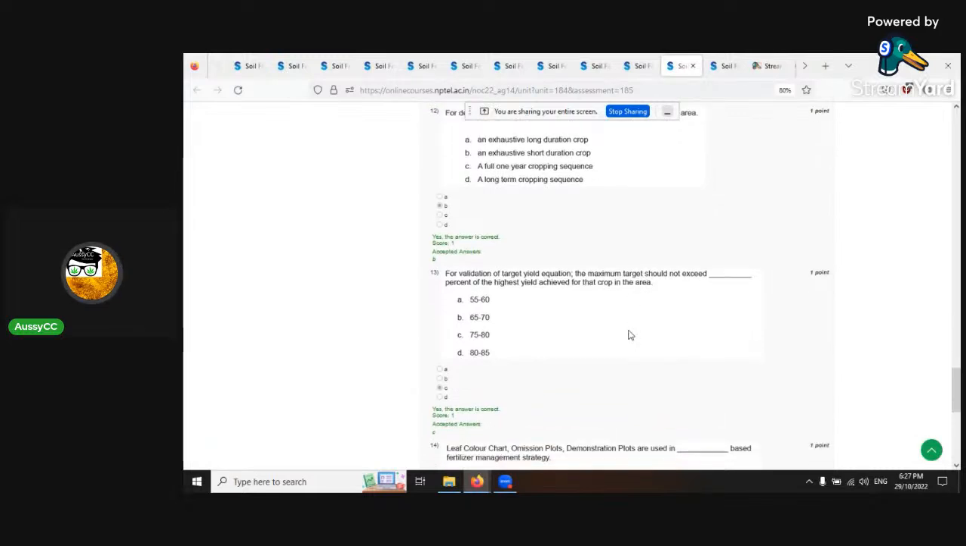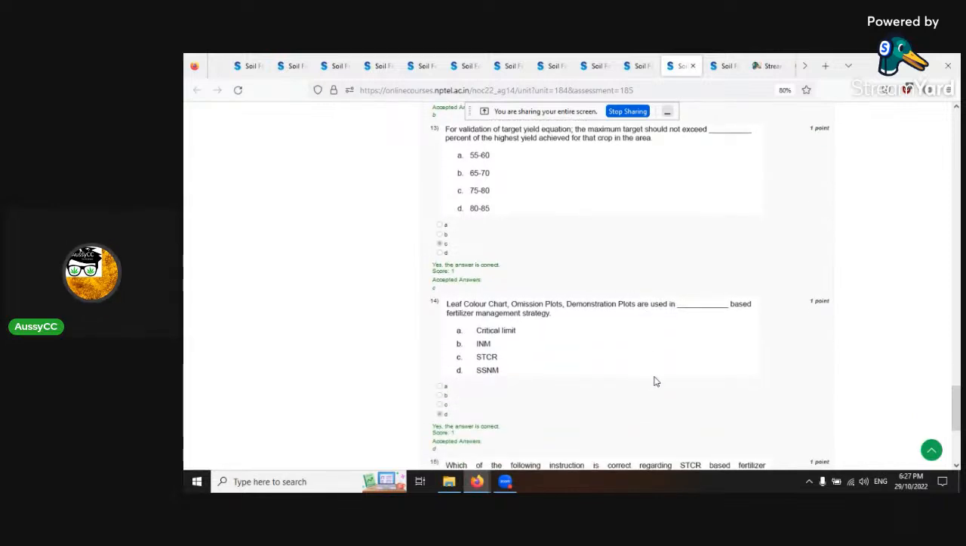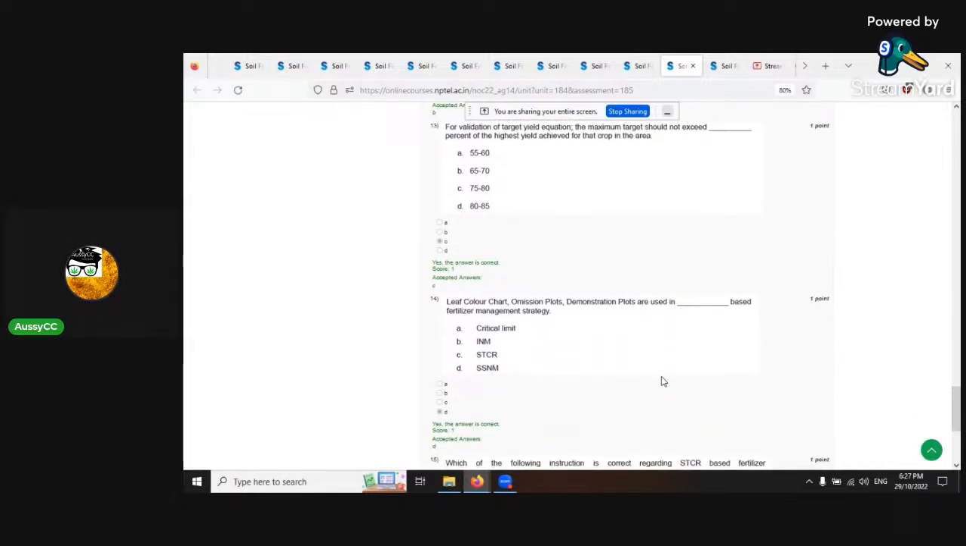Leaf color chart, omission plot, and demonstration plots are used in something based. It's site-specific nutrient management. I've got a cool chart too that I've made for nitrogen for cannabis, medical cannabis.